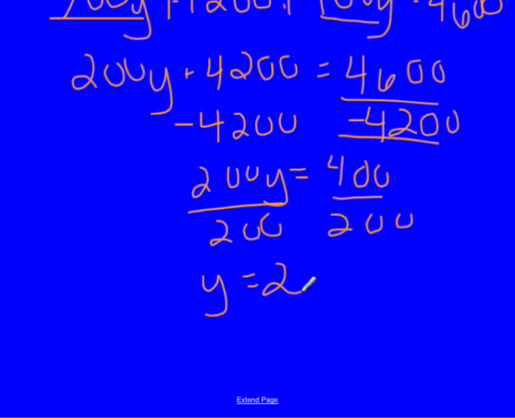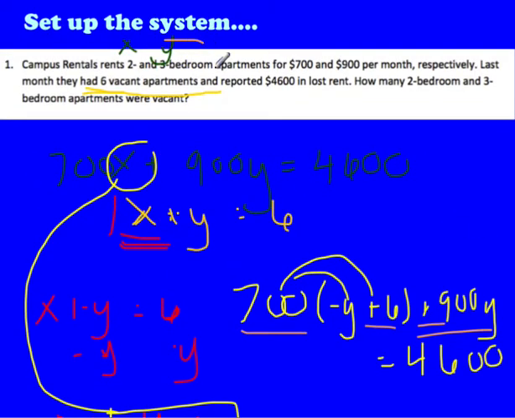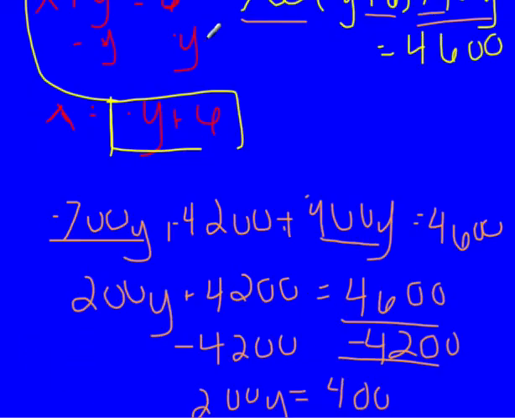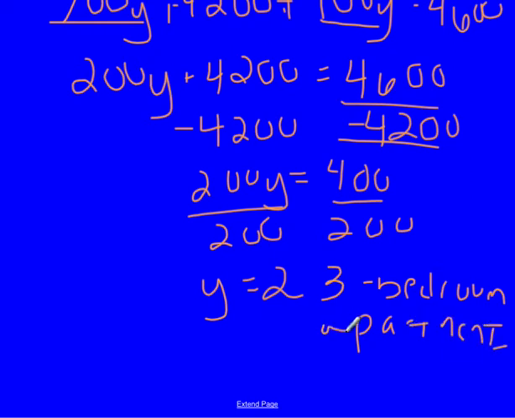Now, Y represented something. So if we scroll back up to our original problem, we see that Y represents 3 bedroom apartments. So we need to say that there's 2 3-bedroom apartments. That's not writing well, is it? That's supposed to say apartments, okay?